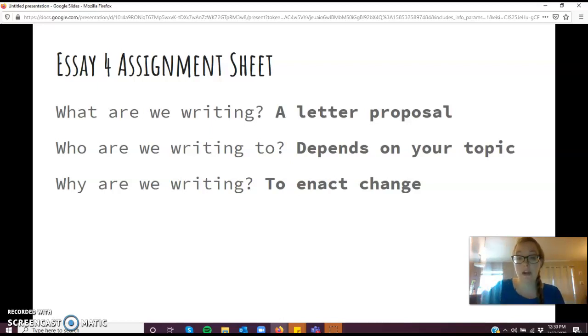So who you're writing to depends on the topic you choose for your proposal. And your purpose is going to be a little more specific, but overall, I'd like you all to think about something that you would like to see changed. All right, it can be something at SWIC, it can be something with your job, it can be something just in the state of Illinois. Any of these things will be fine for essay 4. So go ahead and when you have a chance, get on Blackboard, check out the assignment sheet, and let me know if you have questions. There are more specific details on the assignment sheet as well.